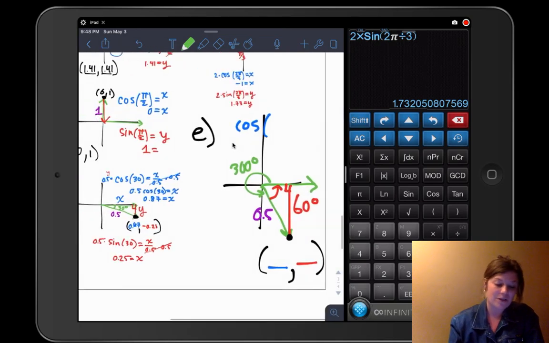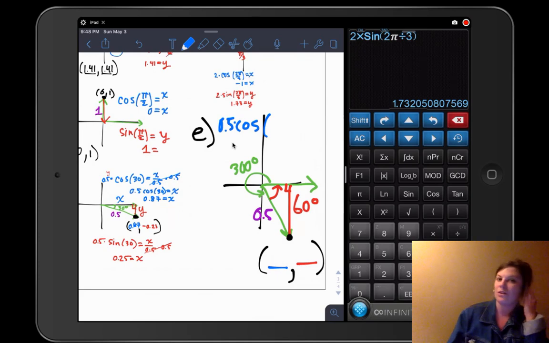I bet you guys were wondering the entire time in geometry why sometimes you might get a negative length, and you were like, that doesn't seem right.